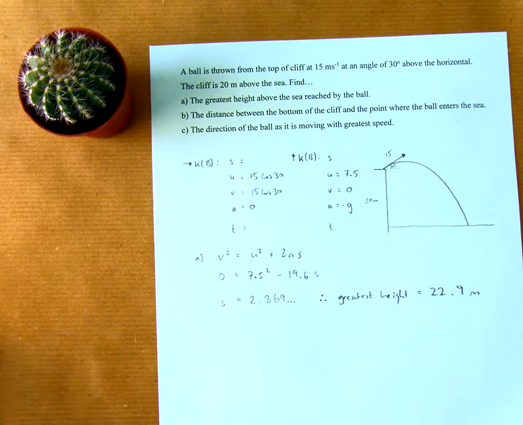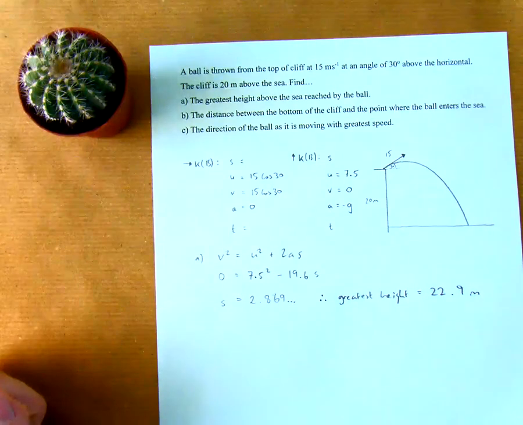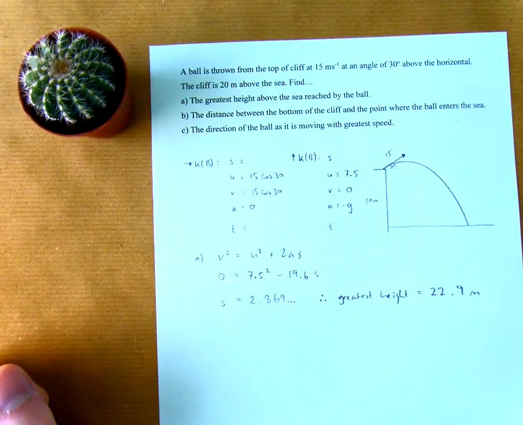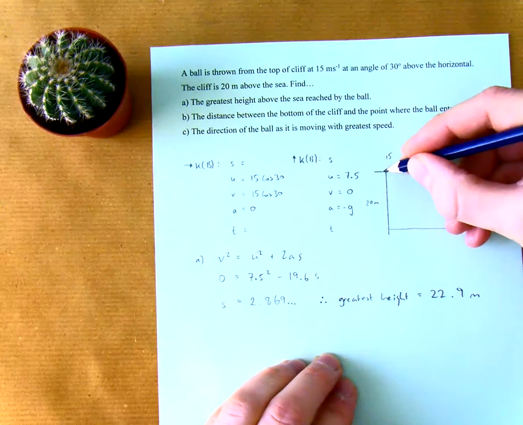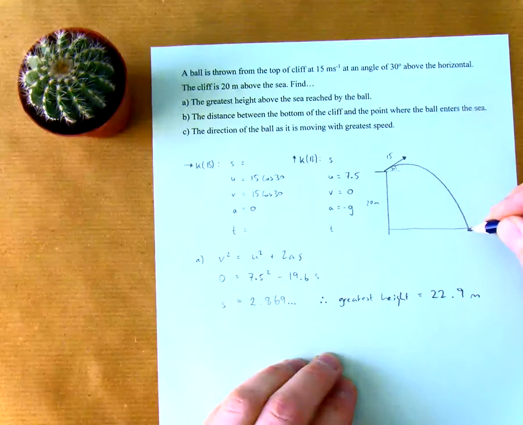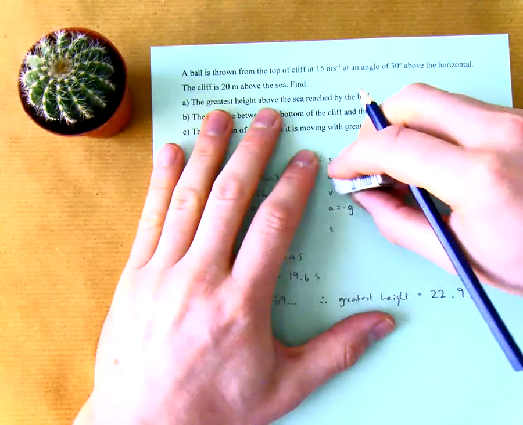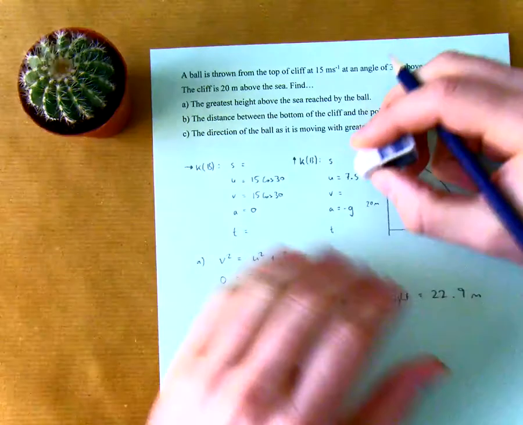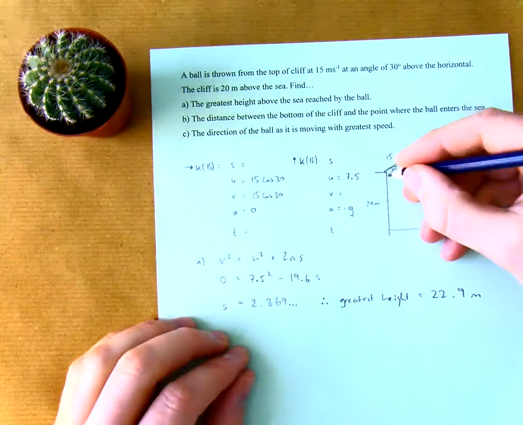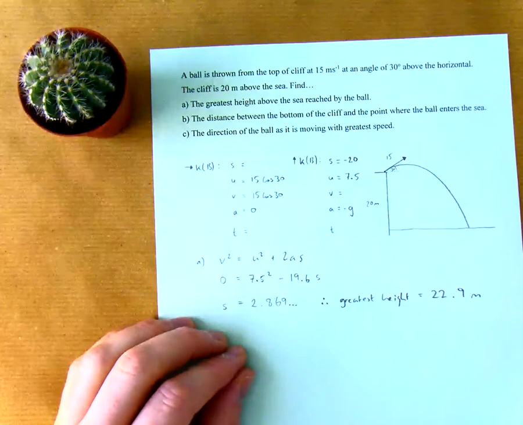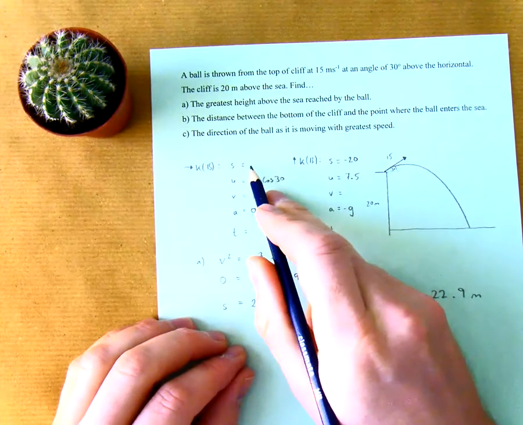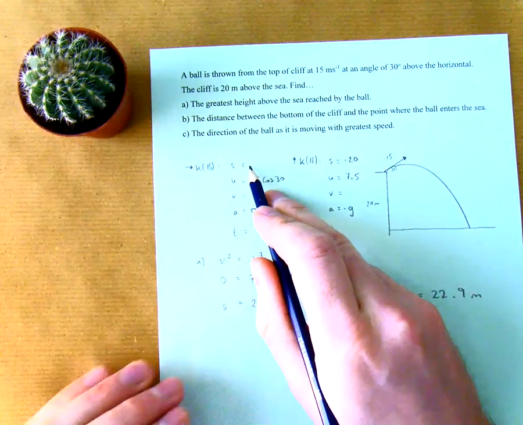Okay, question 2, or part B. The distance between the bottom of the cliff and the point where the ball enters the sea. Okay, so that's from here to here. So we're looking at the motion of the journey from here all the way to here. So now V is no longer 0, but we do know that the overall displacement is negative 20. And the question we're asked is what is S in the horizontal sense.